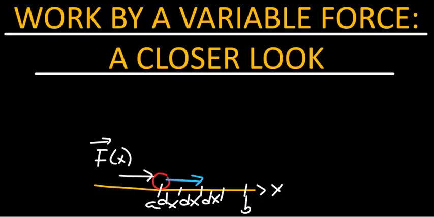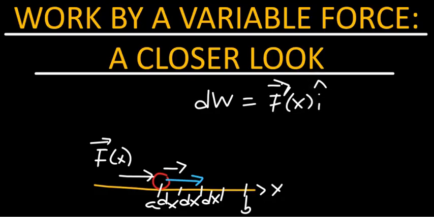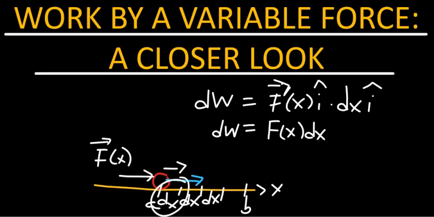So let's determine the work done by this force on this object as the object moves a distance of dx. Let's call that work dW. We are using the language of calculus here. So the work done is F_x, which is a vector pointing along the positive x direction, dotted into that displacement. In this case, the displacement is dx i hat, which is just F_x dx. So that is the amount of work done for the first dx.